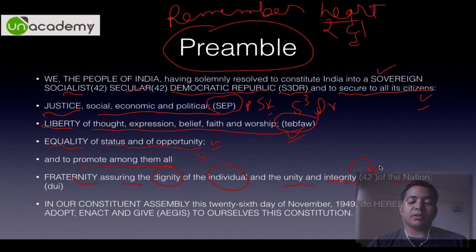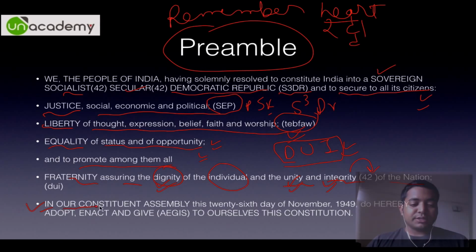This word integrity was also added by the 42nd Amendment Act 1976. If you remember dignity, unity and integrity, these come in line. So that is DUI, it's a criminal offense, also called driving under influence. So you can remember it like that.